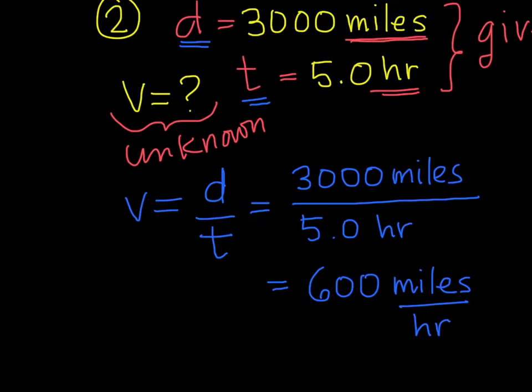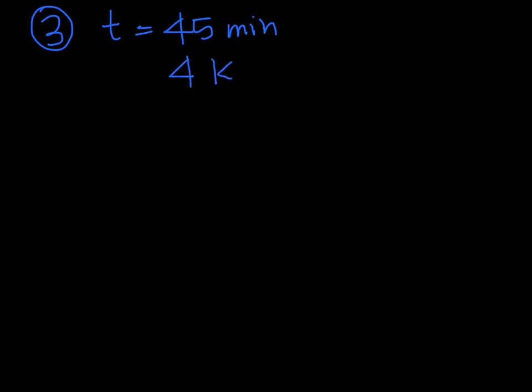All right, so let's look at number 3. Number 3 says, John took 45 minutes to bicycle to his grandmother's house. So how long did he take? 45 minutes. And that measures time. A total of 4 kilometers. So it was 4 kilometers, and that measures distance. What was his velocity? Again, it says what. What was his velocity? So V equals, that's our unknown, desconocido.